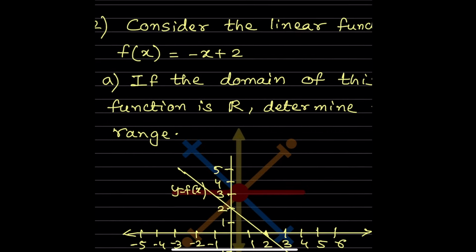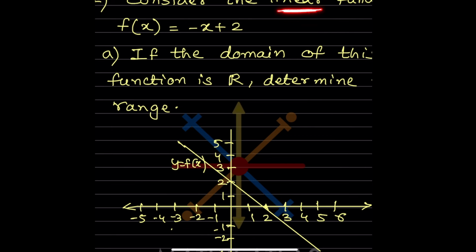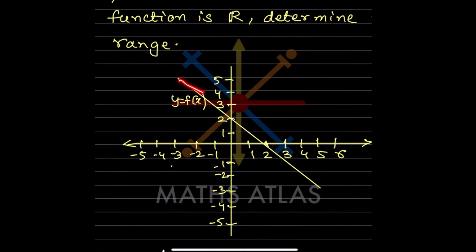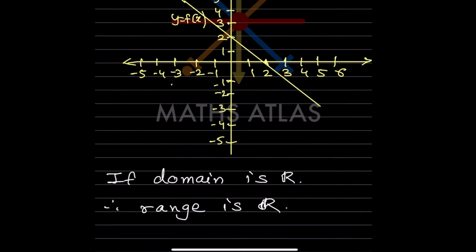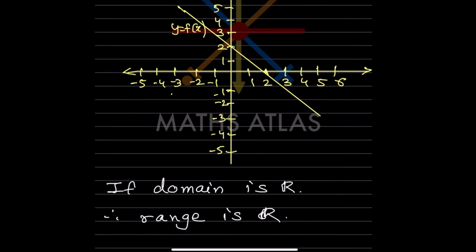Now consider a linear function f(x) = -x + 2. If the domain of this function is all the real values, determine the range. Now see, whenever there is a linear function, it will be a straight line. So if the domain is the real values, the range also should be R. And from this one you can also see the range is all the real values.